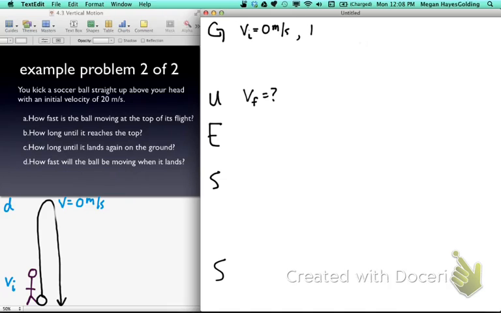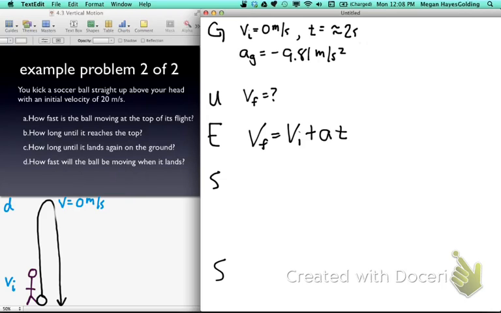Now, I still know the time that I solved for earlier. It was on the order of 2 seconds. I also know the acceleration of gravity. Using that information, I can solve for final velocity. Vf equals Vi plus At. And you're done. What I wanted you to see here was how to shift perspectives. Initial and final are not always the beginning of the problem and the end of the problem.